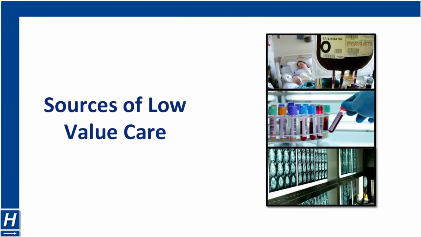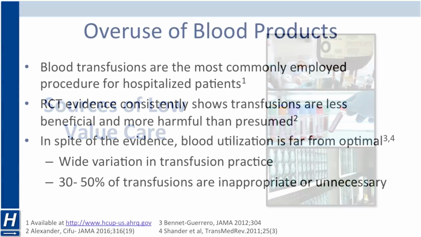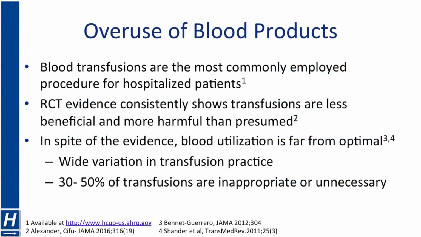So let's move on to what are some of the key sources of low-value care, particularly those ones that we as clinicians can impact, and we're going to focus on three fairly large areas. The first area, which may be familiar to many of you, is the overuse of blood products, which has fortunately been an increasing focus in the United States and globally through blood management programs. As you may know, blood transfusions are one of the most common procedures used in the U.S. healthcare system, particularly for hospitalized patients, which makes them certainly a logical target.